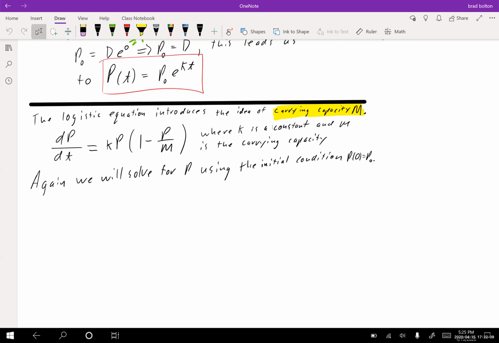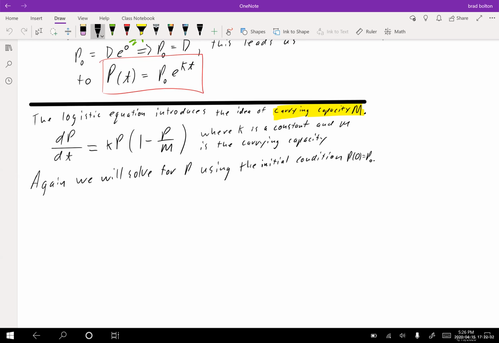So this is our formula we're going to work with. dP/dt is equal to kP times the quantity 1 minus P over M, where k is the constant and M is the carrying capacity, okay? So again, we will solve for P using our initial condition. So we're going to go through the motions here. I'm going to walk you guys through this, okay?